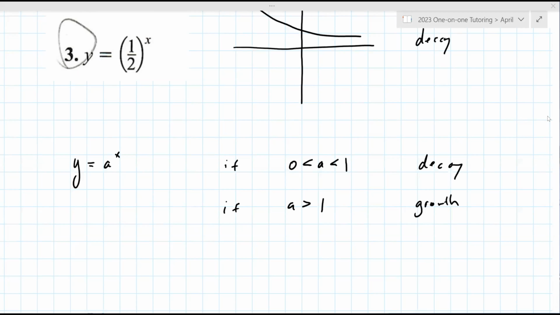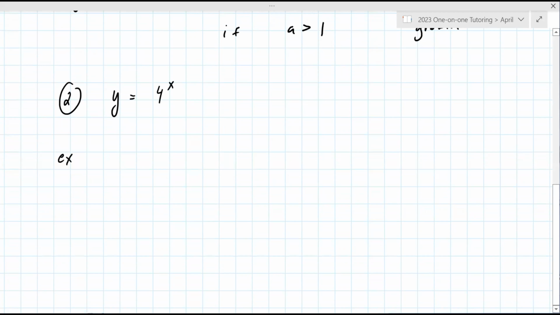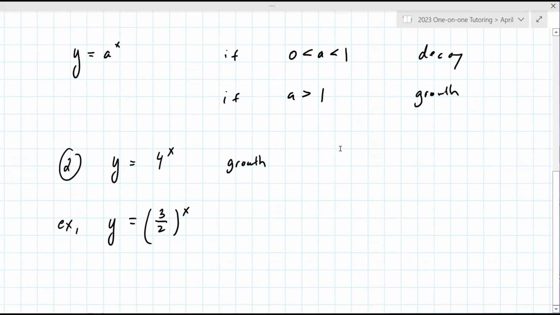I know you don't have to do it, but if I were to ask you to do number two, based on this, y equals 4 to the x, is this growth or decay? Growth. It's growth. And I'll just give you another one here. Let's say I give you y equals 3 over 2 to the x. Is this growth or decay? Is this number in parentheses between 0 and 1, or is it bigger than 1? It is growth, yes. So sometimes they're deceptive, like they make it appear that it's not, but it really is.